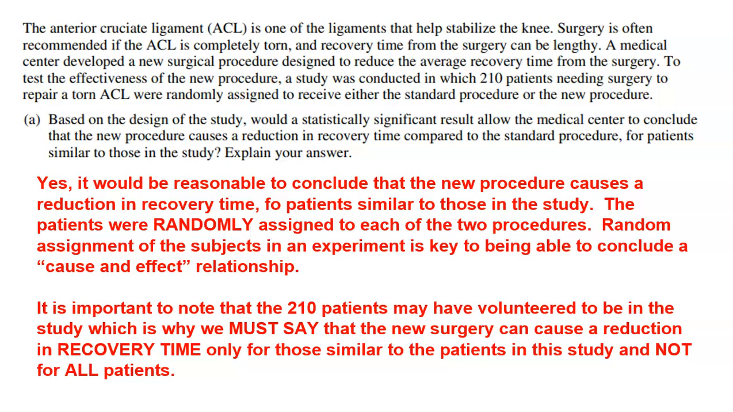The anterior cruciate ligament, known as the ACL, is one of the ligaments that help stabilize the knee. Surgery is often recommended if the ACL is completely torn, and recovery time from the surgery can be lengthy. A medical center developed a new surgical procedure designed to reduce the average recovery time from this surgery. To test the effectiveness of the new procedure, a study was conducted in which 210 patients needed surgery to repair a torn ACL were randomly assigned to receive either the standard procedure or the new procedure.